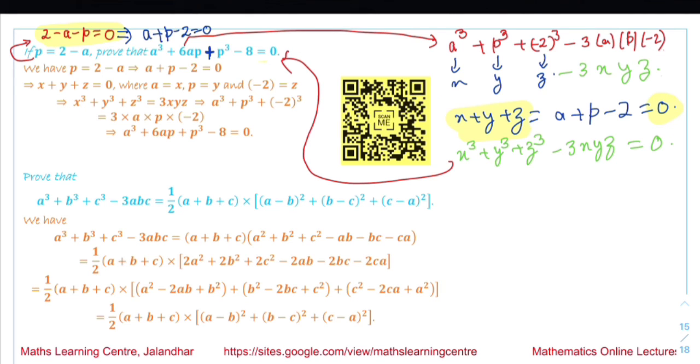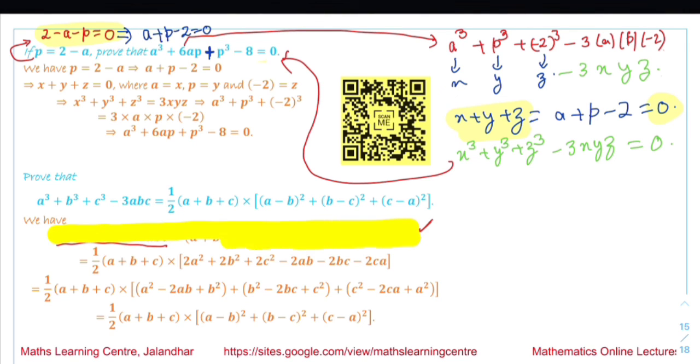in the next question, we have to prove that a cube plus b cube plus c cube minus 3abc is equal to this value. So how we are going to start is, we are going to use the formula we have, that is a cube plus b cube plus c cube minus 3abc, equal to a plus b plus c. This formula we have already seen. This is the basic formula we are talking about.